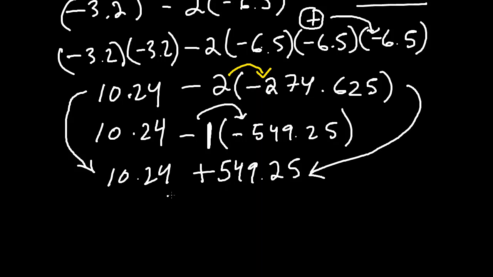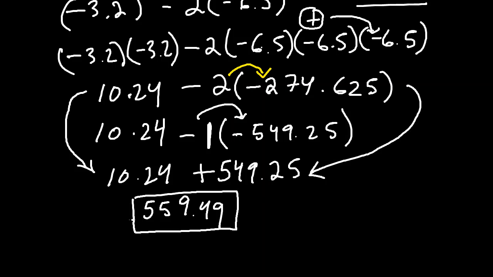So now continuing our expression here, we have 10.24 plus 549.25. So now we have no more operations. We just have an addition, so we can go ahead and simply add these two numbers together. So we'll end up with 559.49. And again, you can do that on your calculator or on a piece of paper. So that's our answer for that problem.